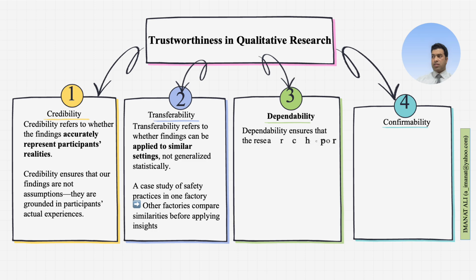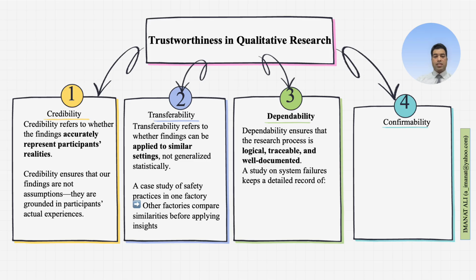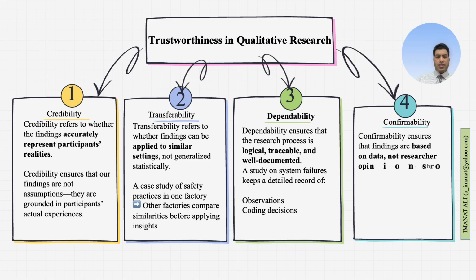The next is dependability. Dependability ensures the research process is logically traceable and well documented. For a study on system failure, keep a detailed record of observation, coding, and decisions. So dependability means that from the beginning of data collection to the end, all records are kept and coding has been generated, and the data is dependable.